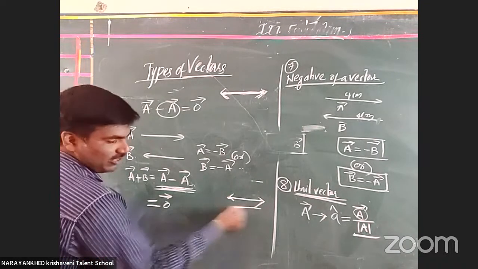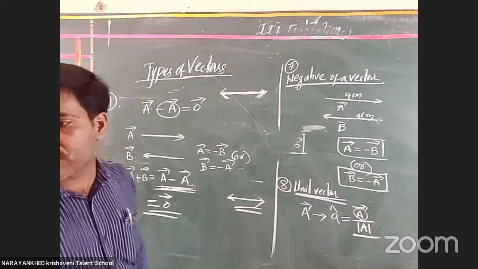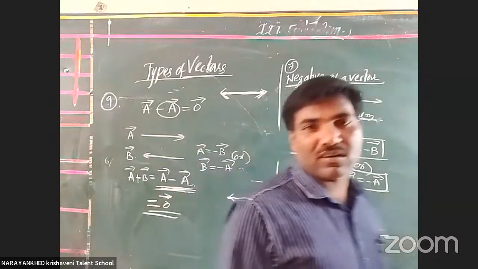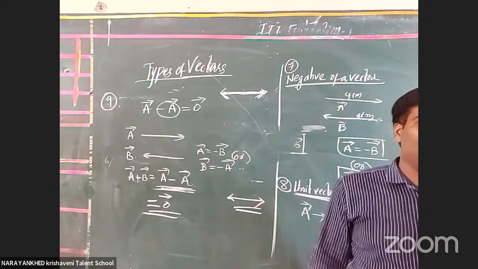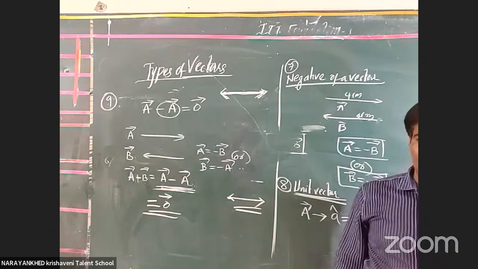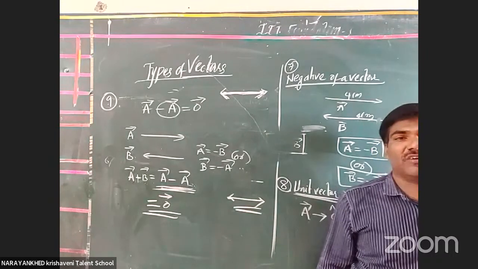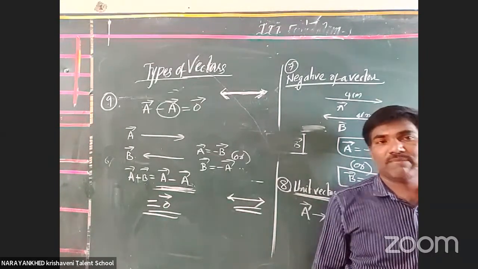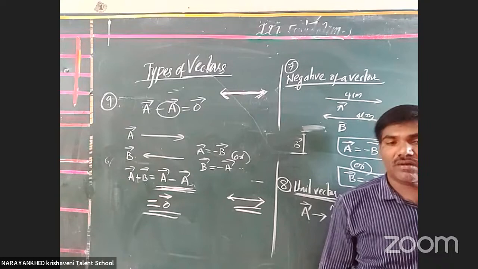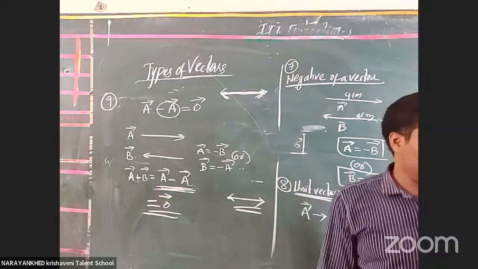Now the resultant of these two is zero. That is called a null vector. The terminal points and initial points of the two vectors coincide here, so the resultant becomes a null vector. Clear or not?